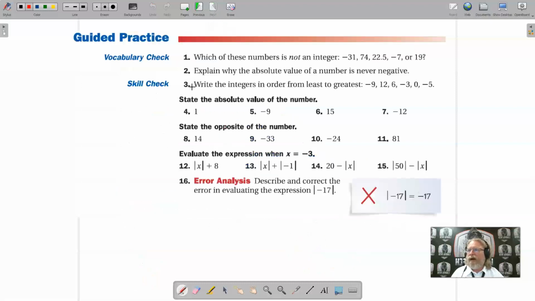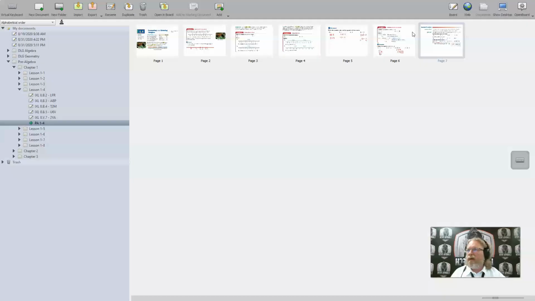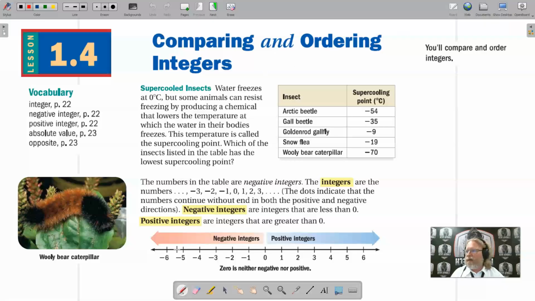Looking at the guided practice, a little check off here at the end before we move on to our activities. Which of these numbers is not an integer? Integers are the numbers that, remember, fall on the number line. So they have to fall on these hash marks on the number line. Anything in between is not an integer. These are like where all the decimals live, like 5.5, right? Which would be right there in the middle.